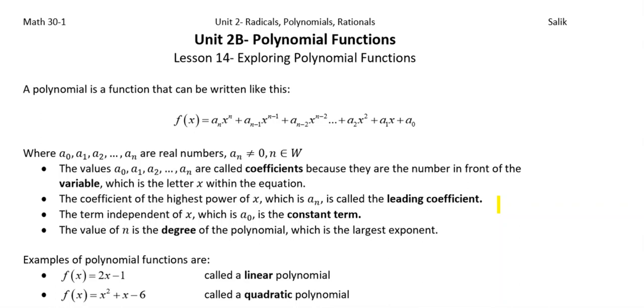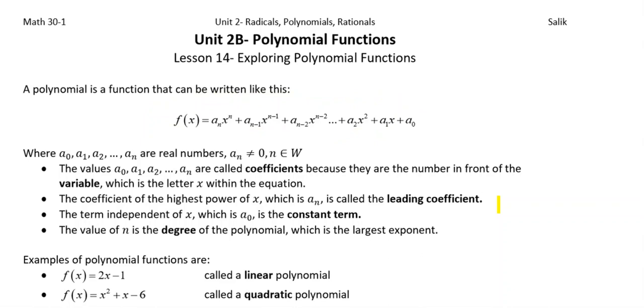Okay, so we're actually in unit 2B, just the second part of unit 2 here. And we're doing polynomial functions. Polynomial functions can be written in this form. Now, that looks super confusing.